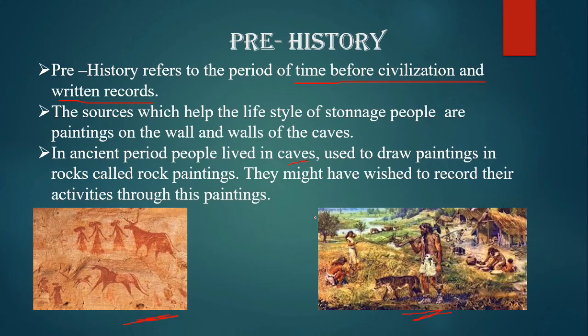So in that fear, they started to keep one animal, that is the dog. So the first animal tamed by early man was the dog. These are the pieces of information we came to know through this wall painting or rock painting.